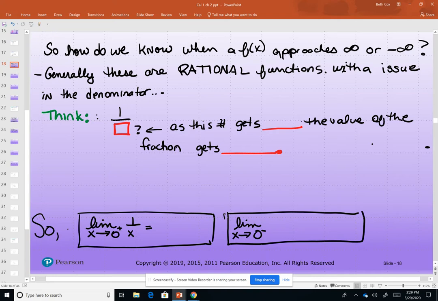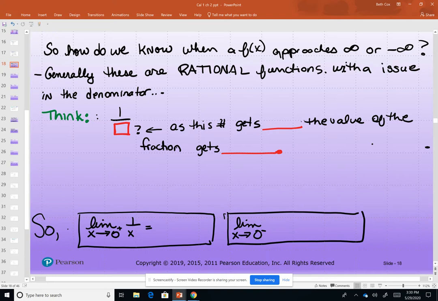So anyway, this is an idea that you've already experienced at one point, and that was with what we call vertical asymptotes. You looked at some graphs probably and saw vertical asymptotes. This usually happens with rational functions, and so how do we know when a function approaches infinity or negative infinity? Just think about this. This happens most of the time with rational functions and with an issue with the denominator. And so what we're looking at is a fraction. Now, I want you to just think through this real quick.